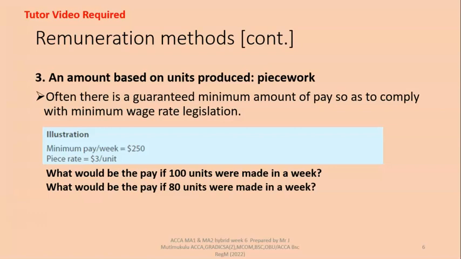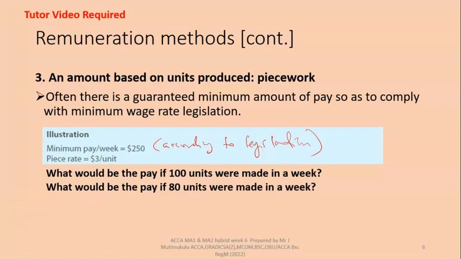So let's say minimum pay is 250, minimum pay according to legislation. Which means that whenever you hire somebody, you have to make sure that whether those guys worked or not, you're going to pay them 250, period. There are no negotiations, because the legislature knows that you are going to pay 250 if you employ somebody. That's the minimum pay. And you're also told that the piece rate is $3 per unit produced.